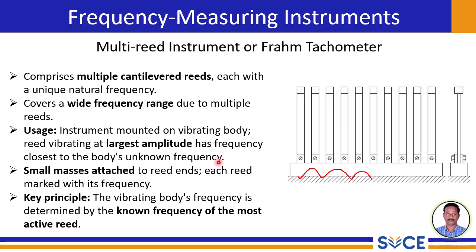So what is the usage? The instrument is used to find the reed with the largest amplitude, which is the frequency closest to the body's unknown frequency. The key principle involved is that the vibrating body frequency is determined by the known frequency of the most active reed.